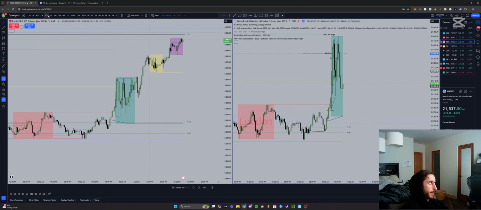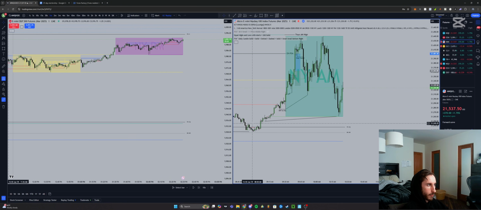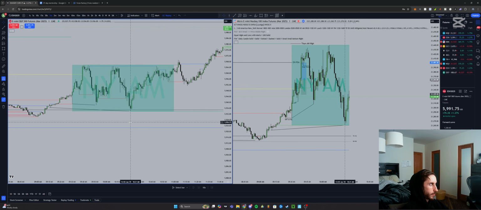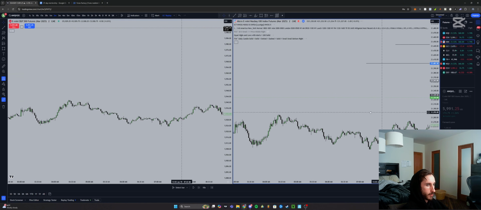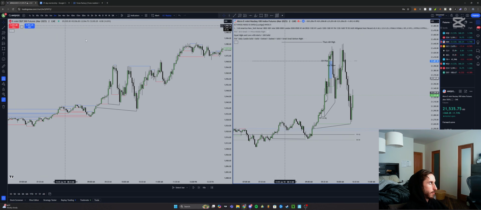But either way, we get a beautiful SMT here inside of our key level, right? Now, what do we see here? We have a 1-minute inversion fair value gap. We could look in the 2-minute. Do we have an IFVG on the 2-minute? No. We just have one 1-minute gap.